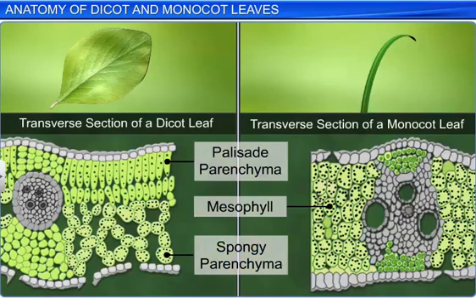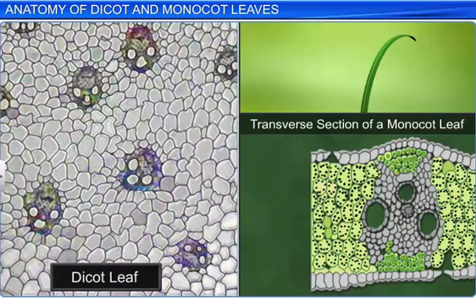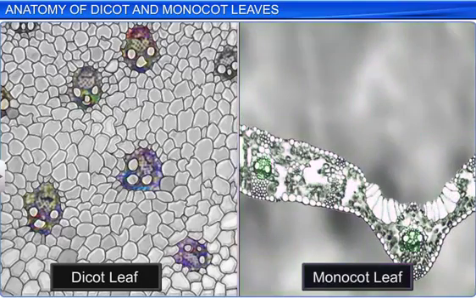The vascular bundles in a dicot leaf are irregularly scattered due to reticulate venation. In a monocot leaf, however, they are arranged in a parallel manner in the mesophyll due to parallel venation.